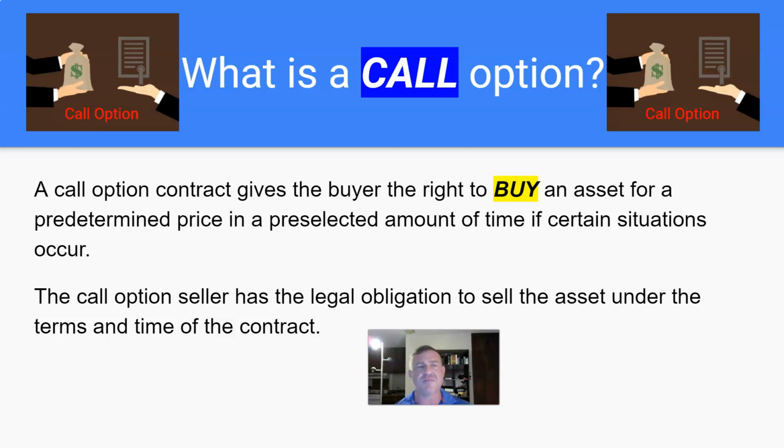So what would be an example of using a call option contract? Why might someone do this?